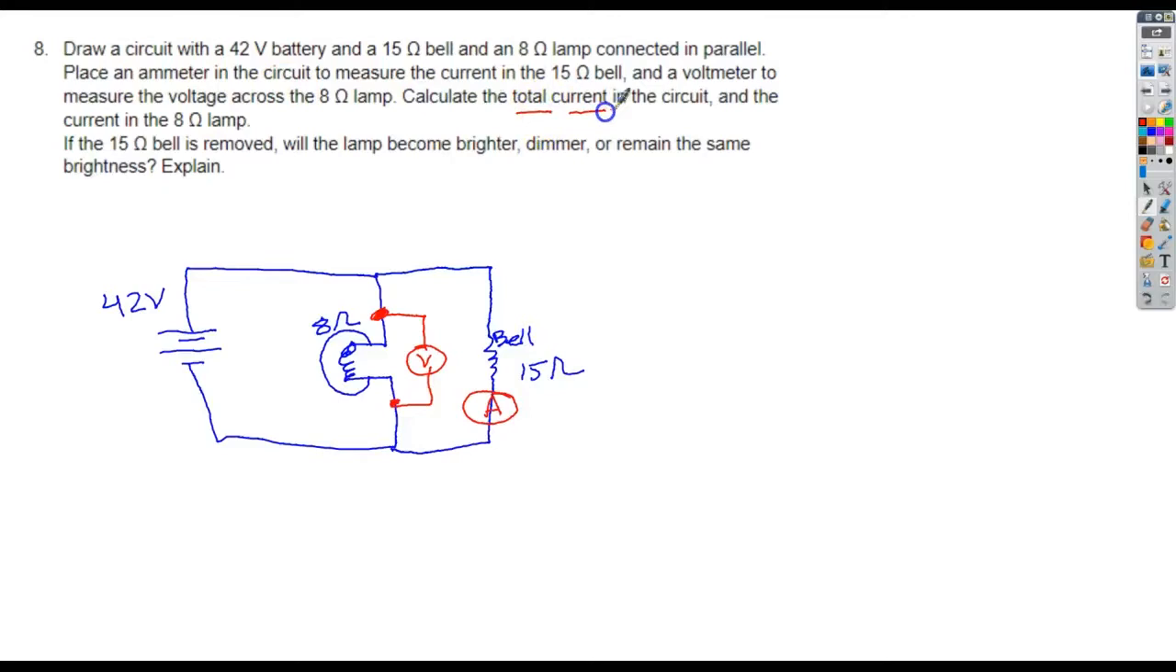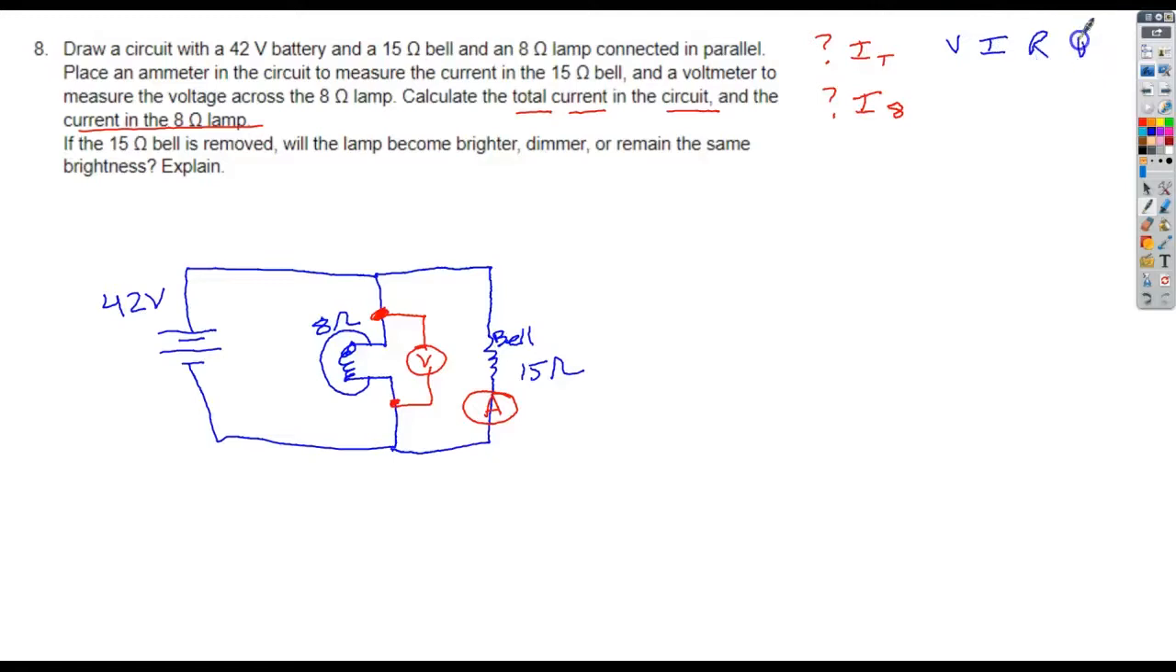Calculate the total current in the circuit and the current in the 8 ohm lamp. So the first thing they want us to do is find out what is the current in total, and then the next thing they want us to find is the current in the 8 ohm lamp. So let's do that first, and then we'll tackle the rest of the problem. Let's do a VIR and P chart for this part.